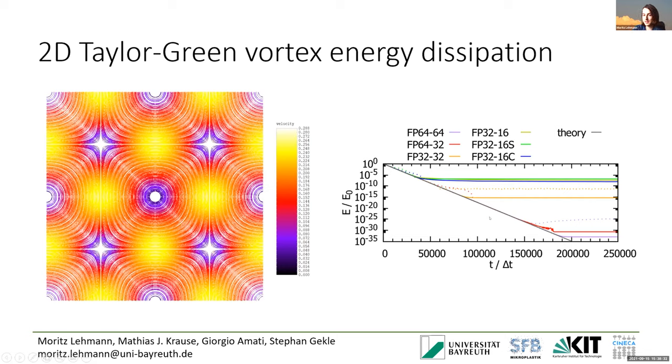So again, the message is that for tiny velocities, you need higher precision, but usually such tiny velocities you don't encounter in the wild in real-world applications. And this is why very often you can still get by with 16-bit formats.